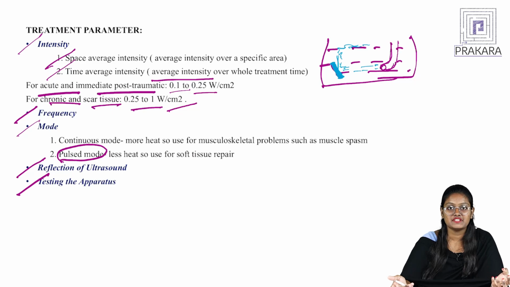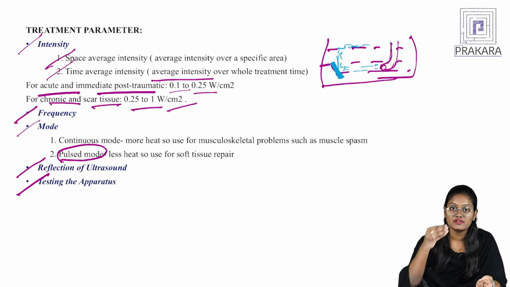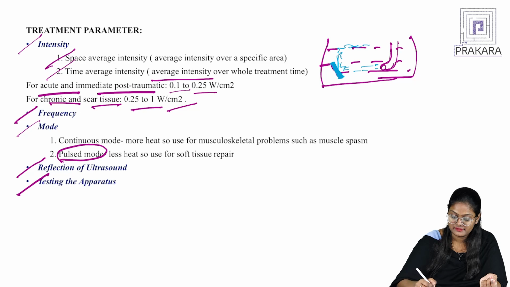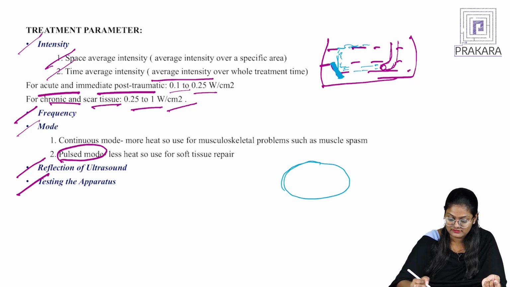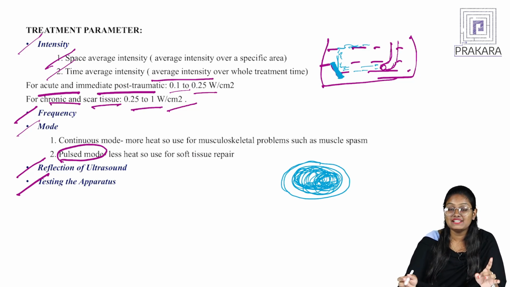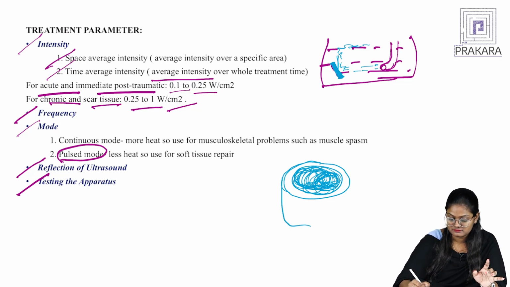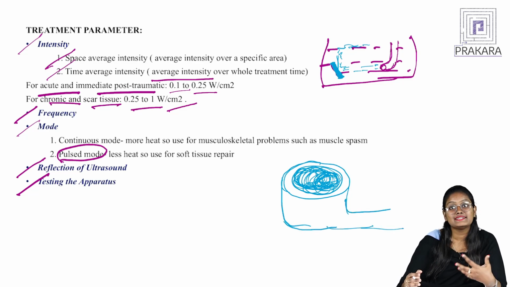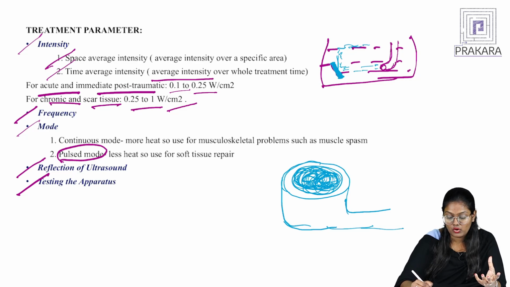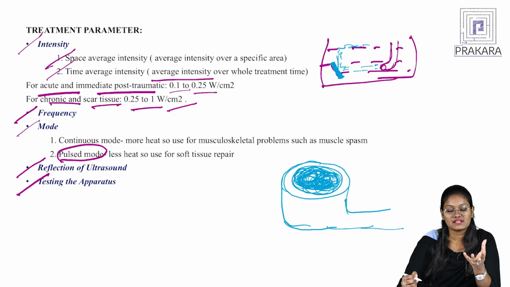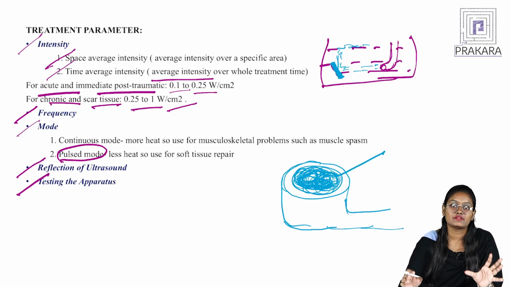The second method is we take the head of the ultrasound and add some drops of water onto it. See, if this is the head of the ultrasound, we add water. We'll turn on the machine, and the water present on top of the head will start to move, it will start to vibrate. That means that the ultrasound is working.